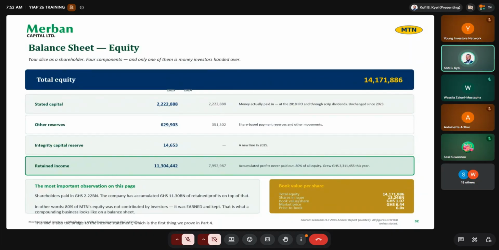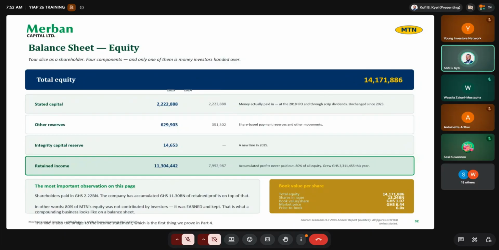The total equity is 14.2 billion. Shares in issue, 13.2 billion. Book value per share is 1.07, that is 1 cedi 7 pesos. Market price is 6 cedis 44 pesos. Price to book ratio is 6 times.